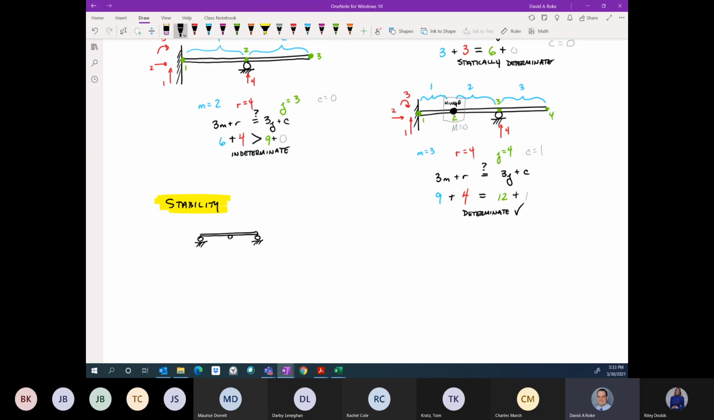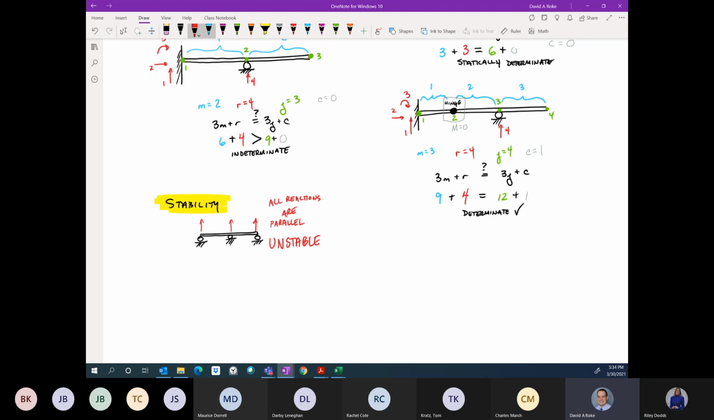However, if I add a third reaction that's also from a roller, here my reactions are all parallel. So all reactions are parallel. This is unstable. Right? This goes to the idea of I can go out and find my car and put it in neutral and release the parking brake and just give it a shove, and it just goes. That's not what you want a structure to do. So if all the reactions are parallel, this is unstable.